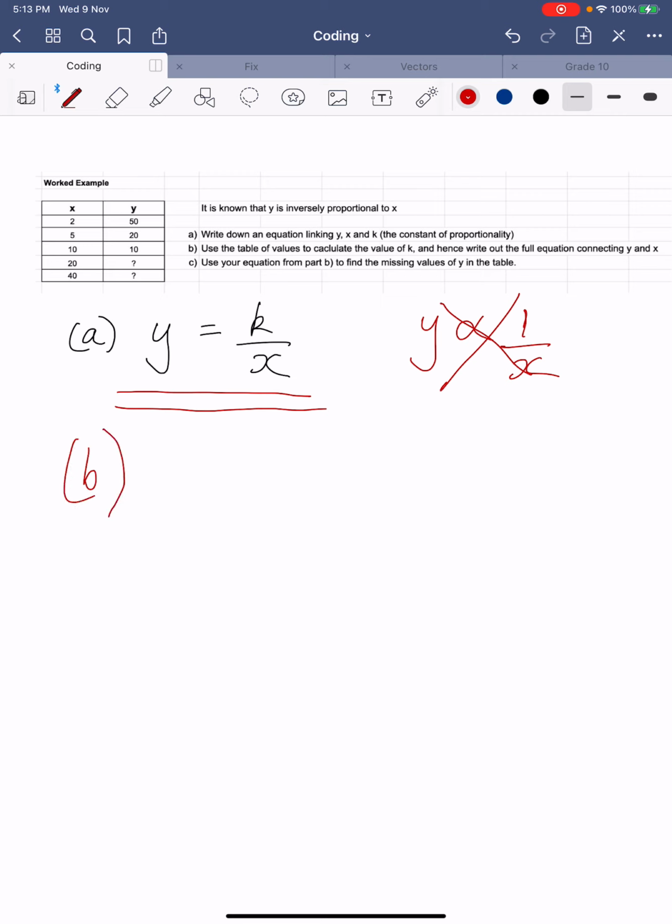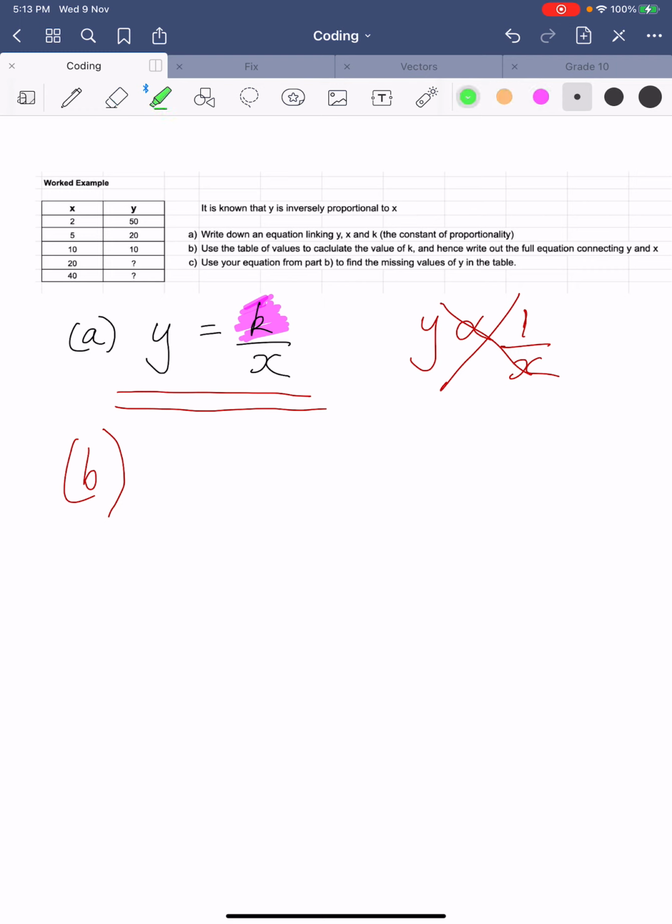Here's part B. Now we really want to find this magical value of k, the constant of proportionality. We can do this by choosing a pair of xy coordinates from the table. So maybe we choose x is 2, y is 50. Or maybe we choose x is 10, y is 10. Or maybe we choose x is 5, y is 20. It doesn't matter which pair you actually choose. So I'm going to do it in two different ways.